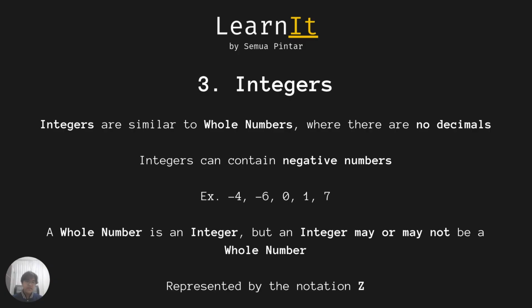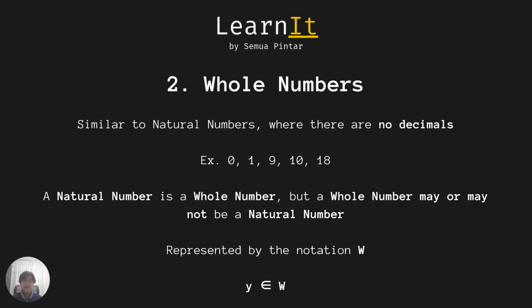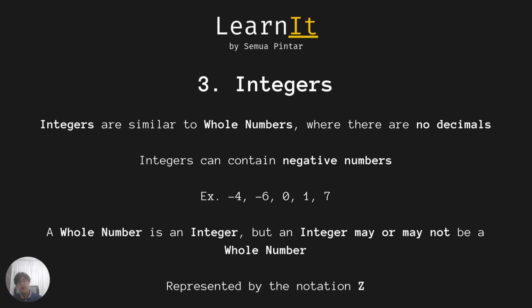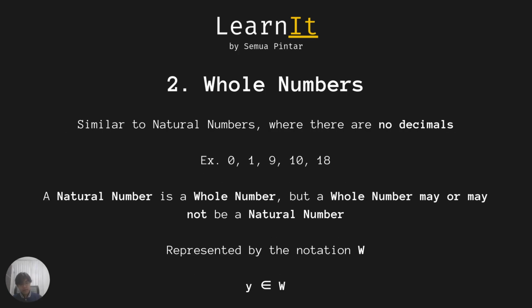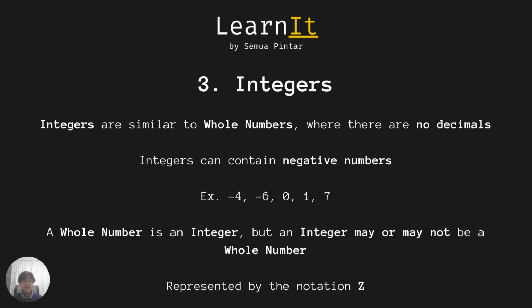As such, a whole number is an integer. If we take the whole number 10, that is an integer. However, an integer may or may not be a whole number, because negative 4 is not a whole number, yet it is an integer. Integers are represented by the notation Z. So watch out, it's not represented by I, but by Z.